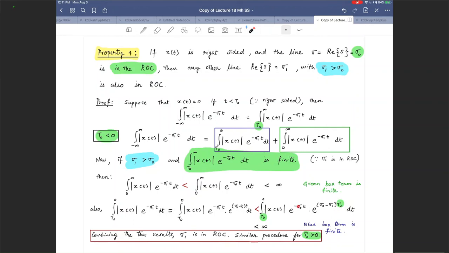If this is finite and that is finite, this entire thing will be less than infinity. So if this is less than infinity, then this guy will have to converge as well. So combining the two results, the blue and the green box, sigma 1 is in the region of convergence. And you can do a similar procedure for t sub 0 greater than 0. All right.